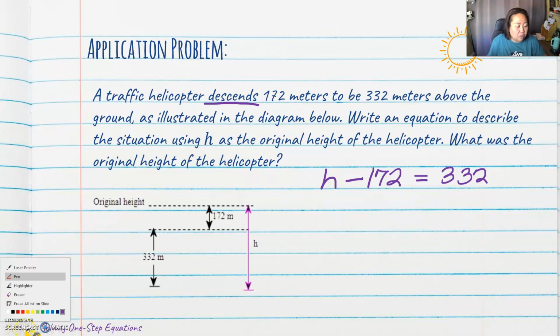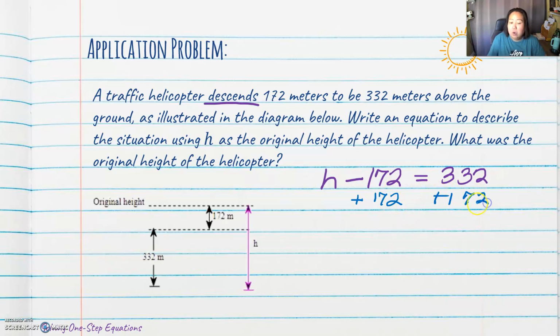Now, as for solving for the original value of h, as you can see, if we need to isolate h here, there's a minus 172. The opposite or the inverse operation of minus 172 is going to be plus 172. So we also add 172 on this side of the equation, which will give us this pair as a 0. And so h is now going to be 504. Okay? That is the original height of the helicopter.